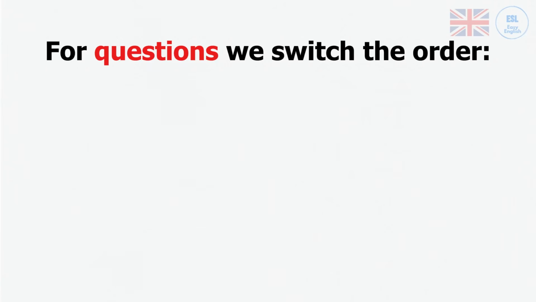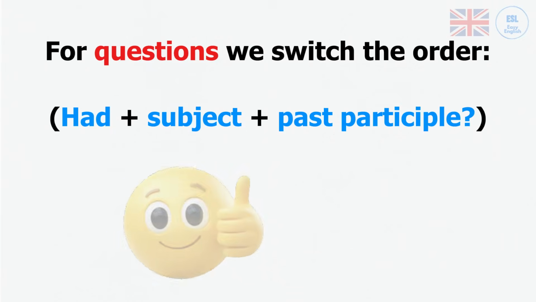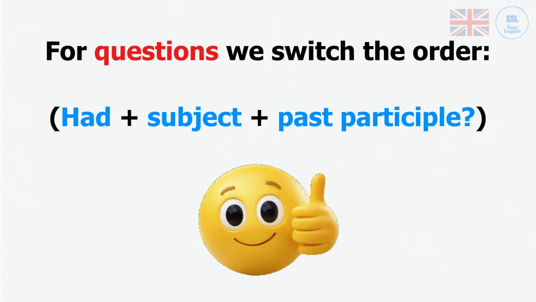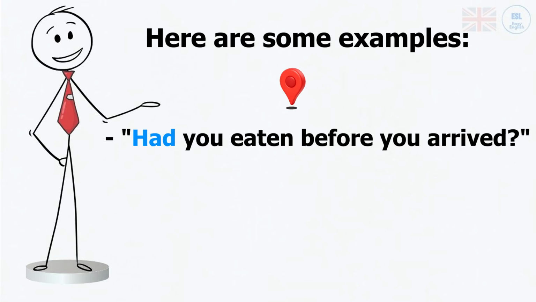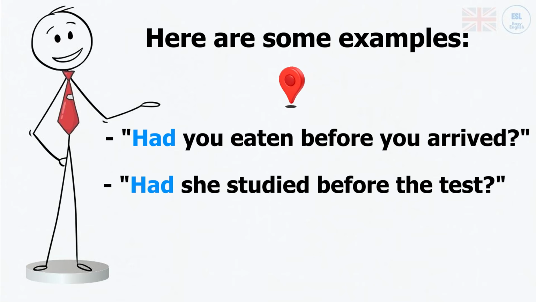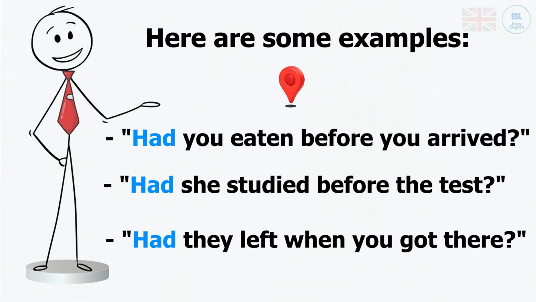For questions, we switch the order. Had plus subject plus past participle. Here are some examples. Had you eaten before you arrived? Had she studied before the test? Had they left when you got there?